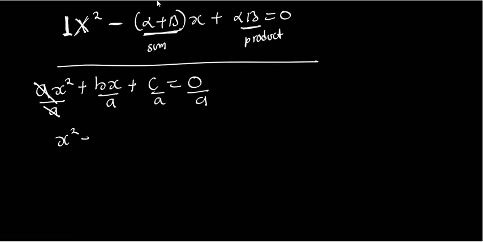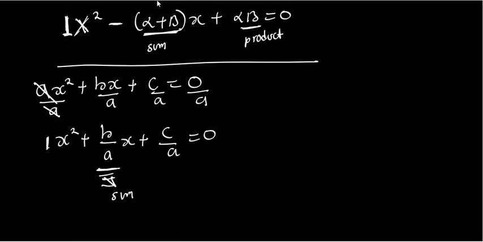So x squared, this means that it is b over a, then x plus c over a equal to 0. Now, if I may ask, what is the name of this part? Because the coefficient here is 1, meaning this one, what do we call it? The sum. And this part, what do we call it? The product.